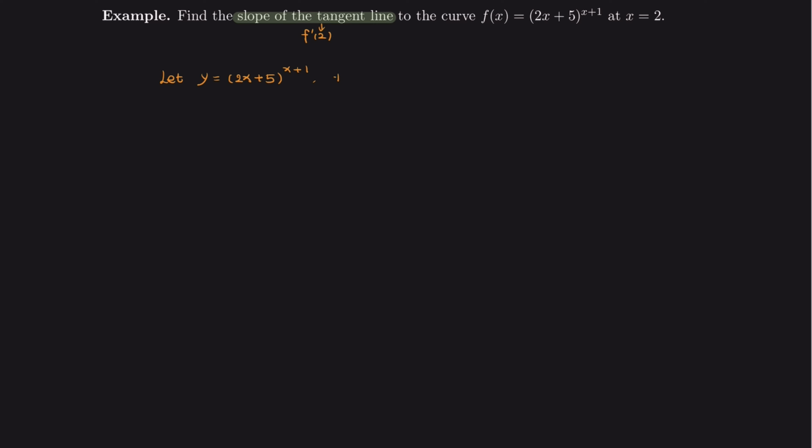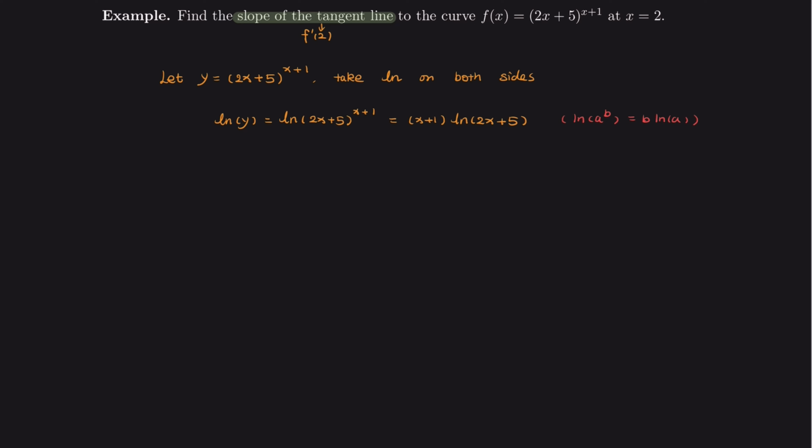And then let's take natural log on both sides. That's going to give me ln y equals ln of (2x plus 5) to the power of x plus 1. And using the law of logarithms, we can bring down this x plus 1. That's going to be (x plus 1) times ln of (2x plus 5). I'll write down the law I used here. So here we use the law that ln of a to the power of b equals b times ln a.